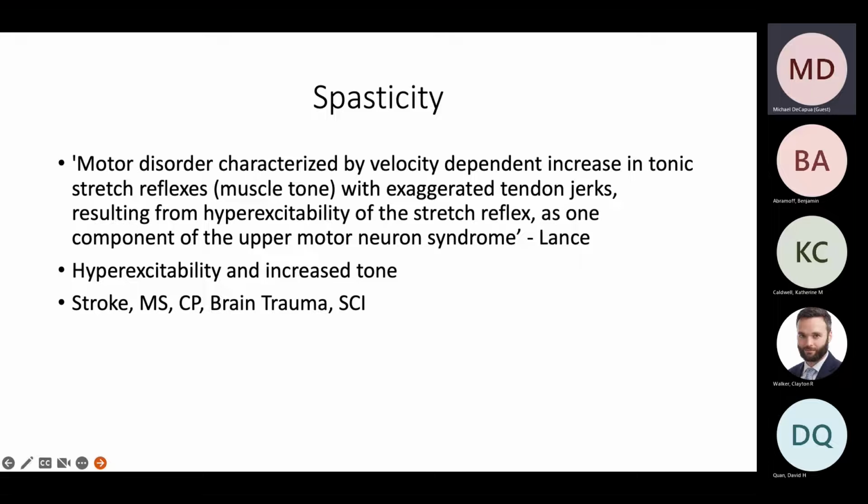And we can see this in a variety of different conditions: post-stroke, MS, cerebral palsy, brain trauma, and what we'll focus on today mostly is spinal cord injury, but acknowledging that this is something that happens in a variety of different patient populations. And management is relatively similar, but we do see some things that are well studied in certain populations versus others.